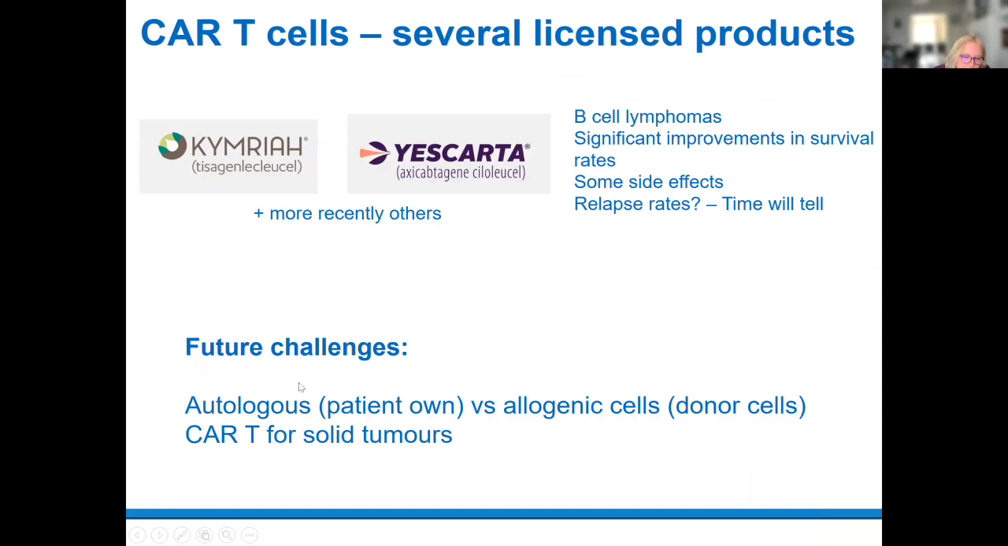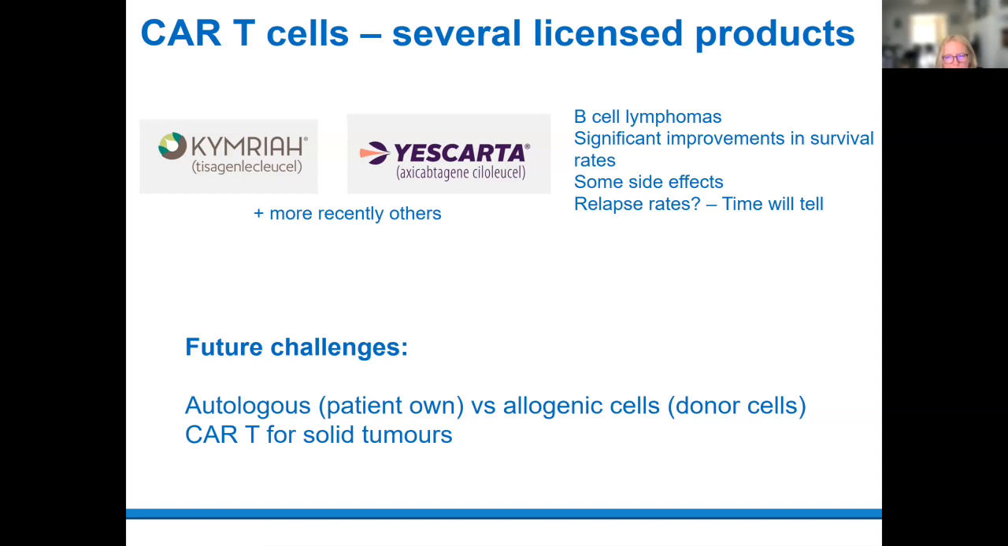I think future challenges for CAR T cells will be to use these CAR T cells for solid tumors. There are a lot of people trying to work up the technology, but at the moment it's proving rather difficult. The other thing that's currently happening is that these therapies are based on taking patients' own cells, so autologous cells from the patients, and modifying them. And this needs to be repeated on a patient-by-patient basis. And that's not a great way to develop a drug.